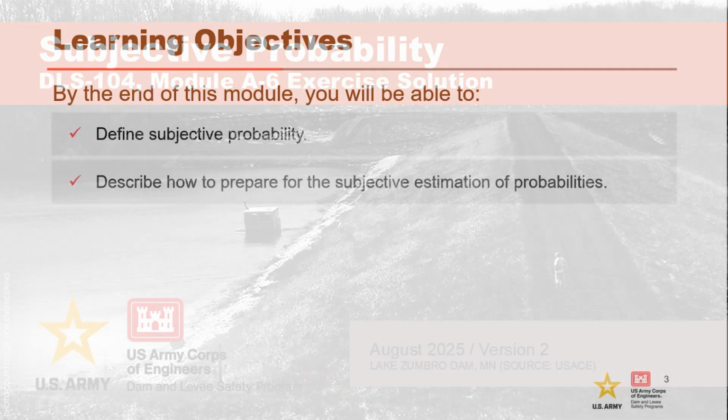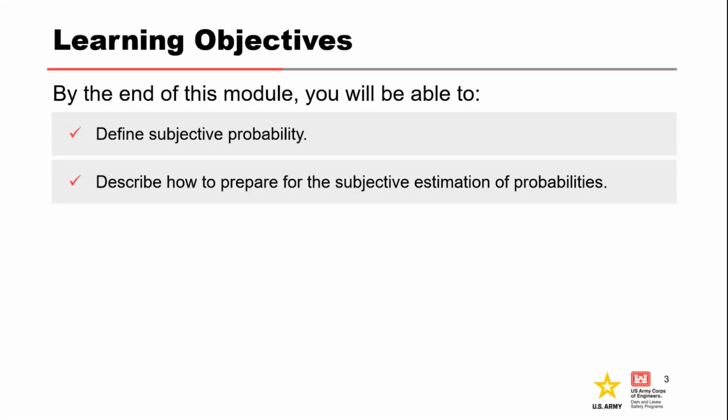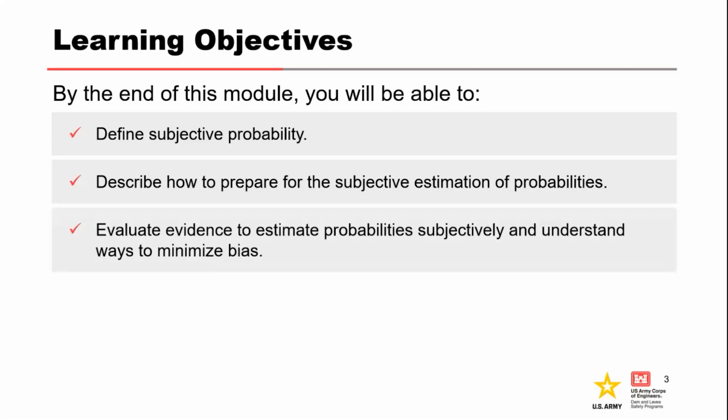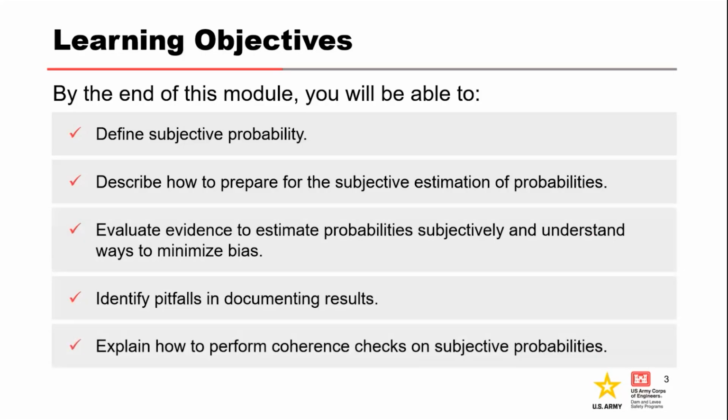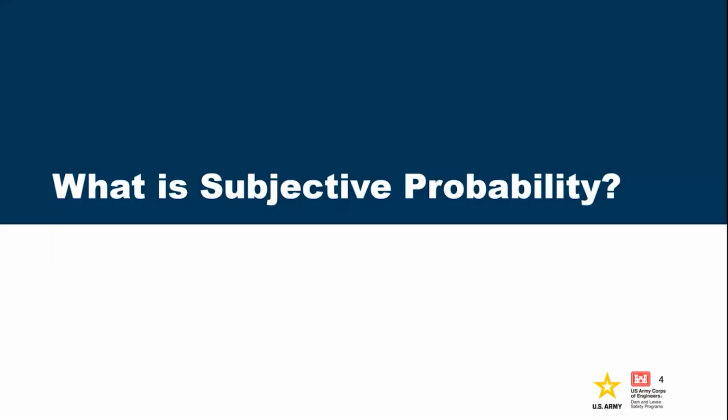We're also going to be able to describe how to prepare for the subjective estimation of probabilities, things that we typically do to help out teammates do that. Evaluate some ways to do it subjectively and understand ways to minimize bias, as well as identifying any pitfalls in documenting our results. And lastly, how to perform some coherence checks on subjective probabilities.